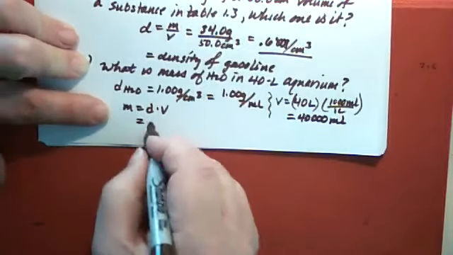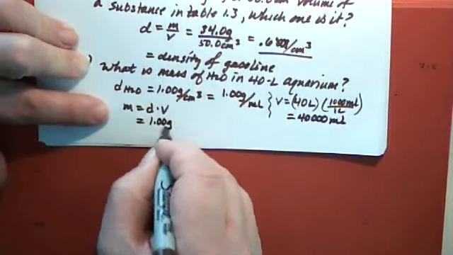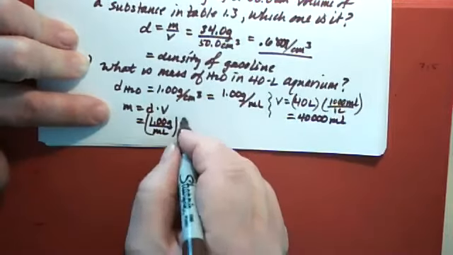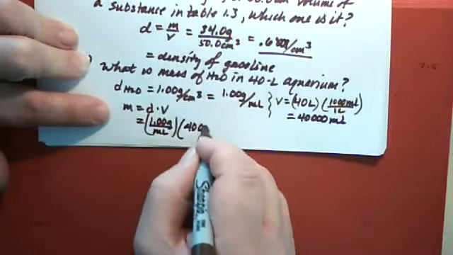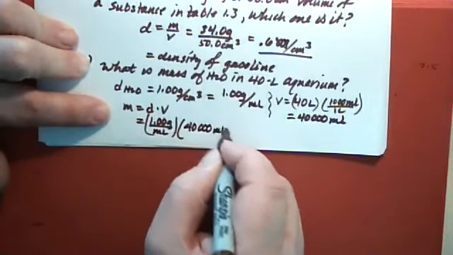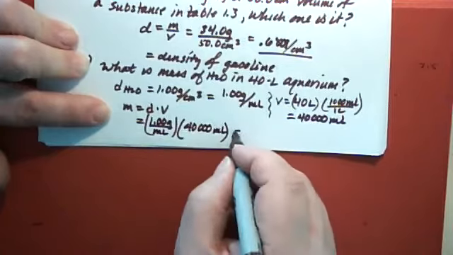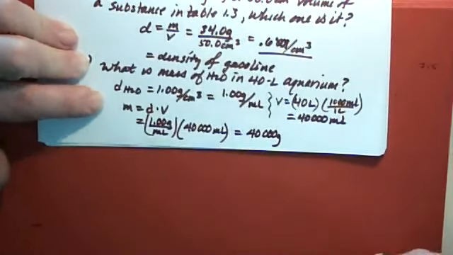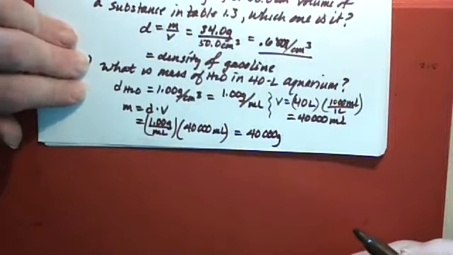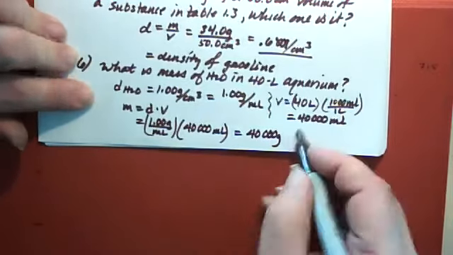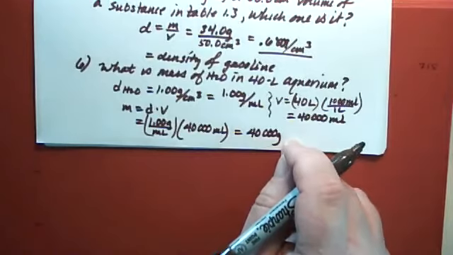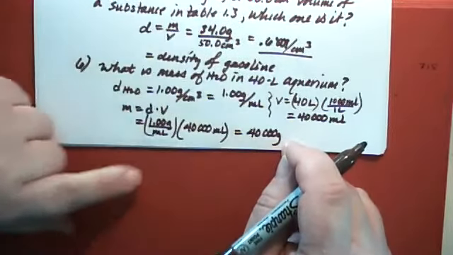So now we can take the density, 1 gram per milliliter, times the volume, 40,000 milliliters, which would be 40,000 grams. Now, that wasn't so hard. They did not specify any units for the mass, so you can leave that in grams.